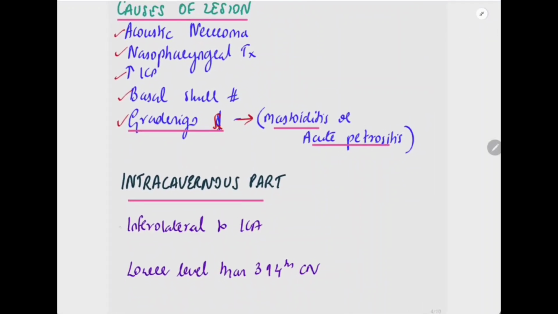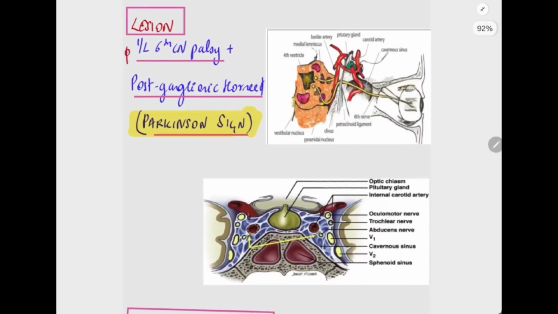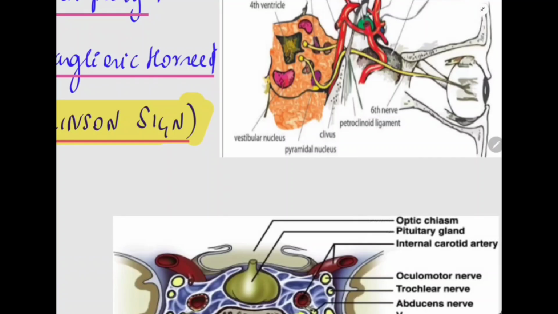The intracavernous part of the abducent runs forwards inferolateral to the internal carotid artery, at a lower level than the third and fourth nerves. A lesion here will cause sixth nerve palsy and postganglionic Horner syndrome, known as Parkinson's sign.